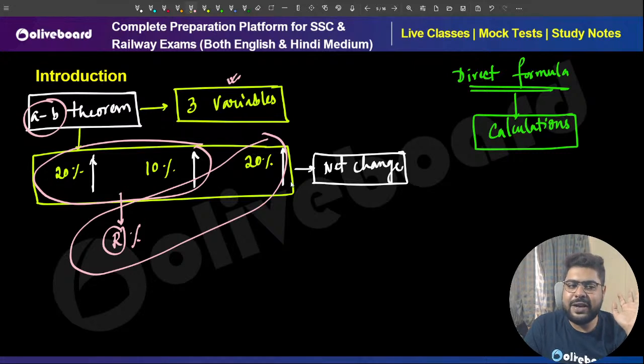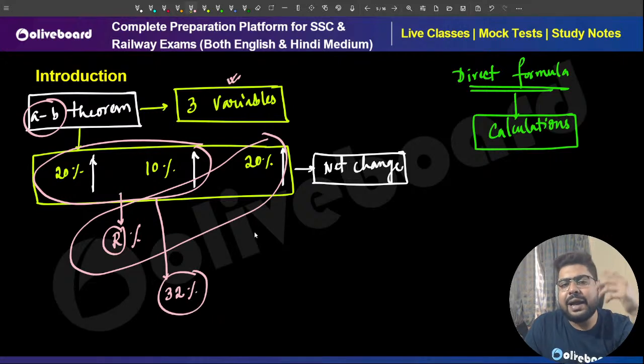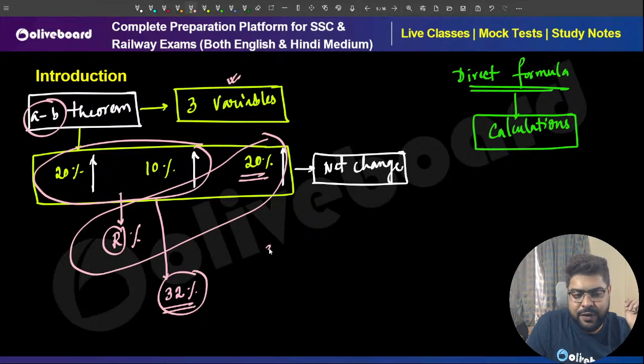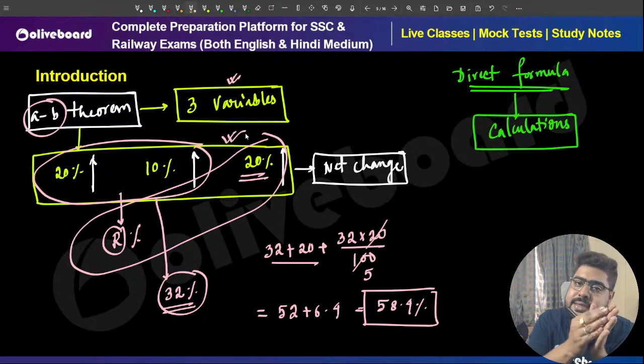Everybody got my point. So if I say this, sir, 20 and 10, we just figured out that was 32%. So we will apply another time AB theorem with 32% and this 20%. So if you do that, 32 plus 20 plus 32 times 20 by 100. So it will be, sir, 5 times. So 32 plus 20 is, sir, 52 plus this is 6.4, sir. So this will be 58.4%. That is my net change of these 3 different percentage changes.